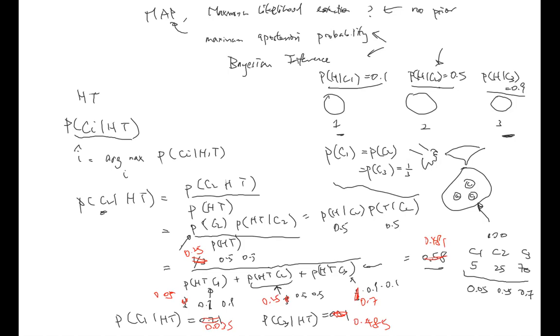So in this case, given this prior here, given that I have head and tail, I will guess, based on my calculation, that the coin is still most likely to be coin 3 instead of coin 2, because I know there are so many more coin 3 than coin 2 here.